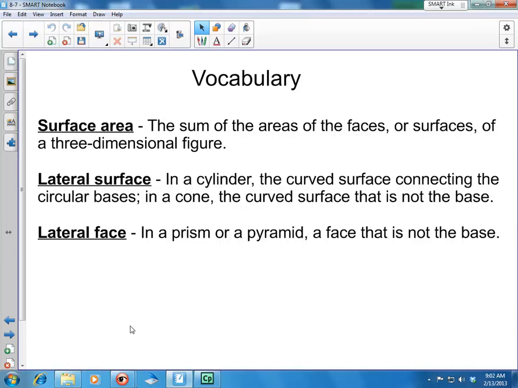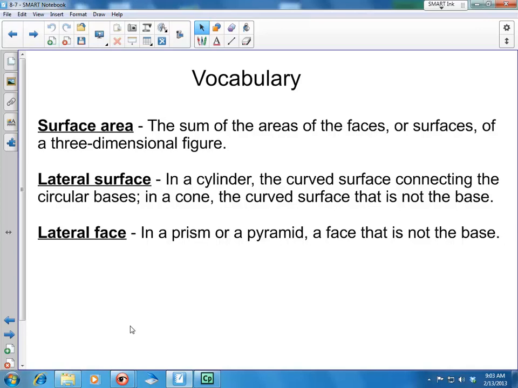Lateral face: in a prism or pyramid, a face that is not the base. In a pyramid, there's only one base, the bottom part that it's sitting on. The lateral faces in a pyramid are all the ones that aren't the base, all the ones that come to a point and connect at the top vertex. In a prism, it's going to be all the ones along the sides, not the top and the bottom.